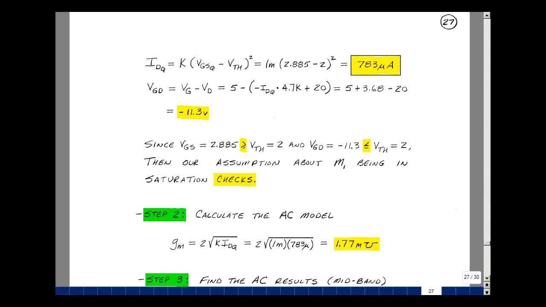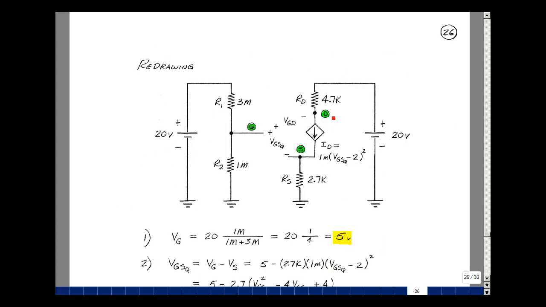Let's go back to the schematic at the top of page 26 and find this voltage here. I've got a current in here. That's going to give me a drop in this direction. This node voltage is equal to minus I sub D times 4.7K plus 20. If I go around the loop this way, I'd have to know what the drain source voltage is. I can solve for it, but I don't know what it is.